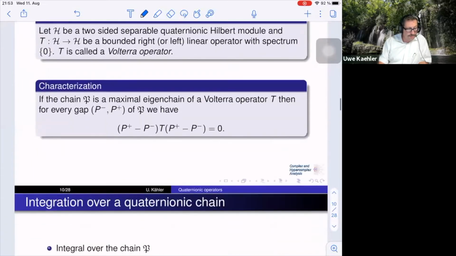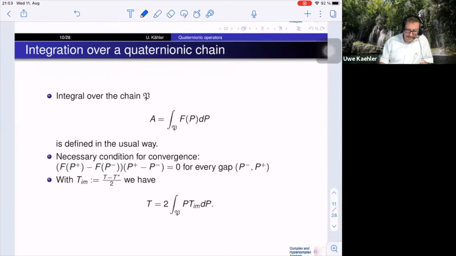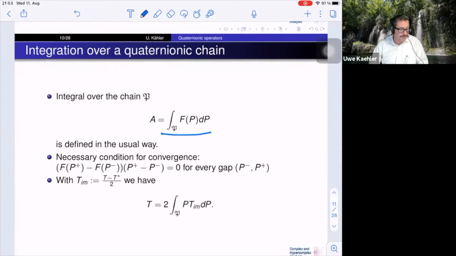Now, the integration over a quaternionic chain is also relatively straightforward. It is defined in the usual way, as a Riemann sum. You take your chain P and write it as a sum. If it's discrete, then of course the integral becomes a sum; if it's continuous, then of course we have our integral. One thing that comes already from the discrete case is that a necessary condition for convergence is that on every gap, the whole thing disappears. Otherwise the integral wouldn't converge.